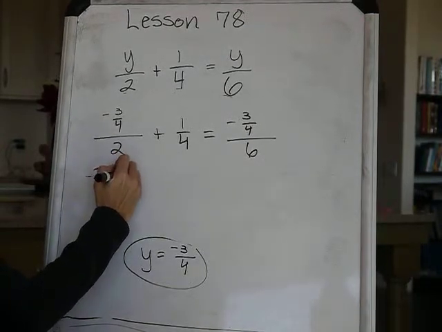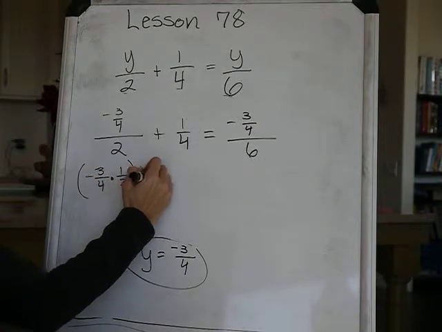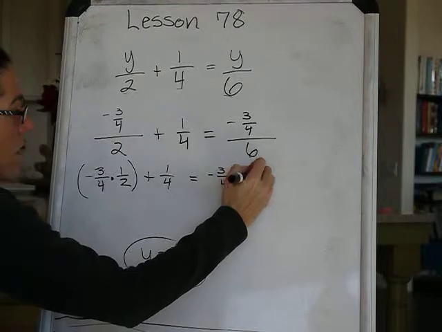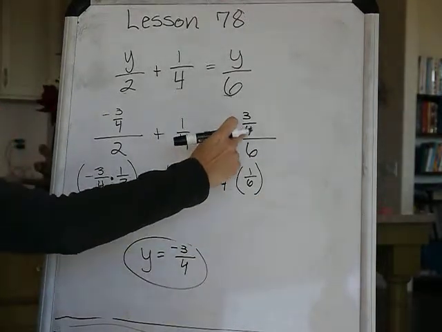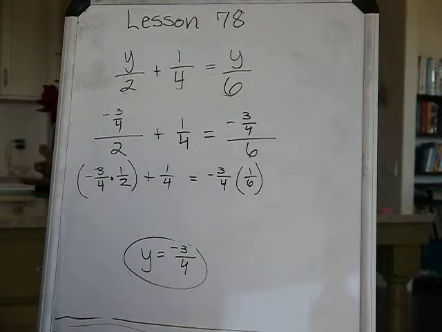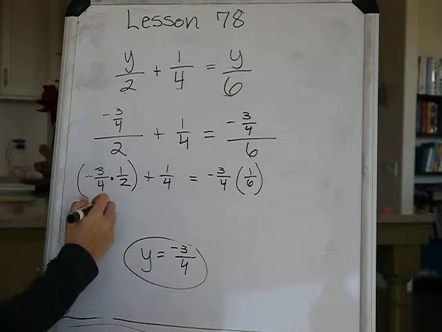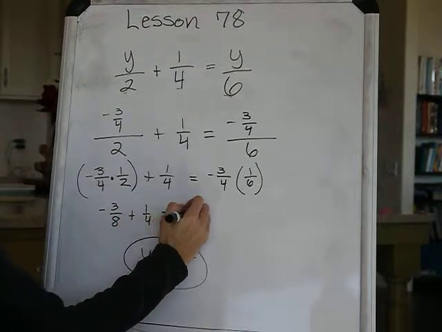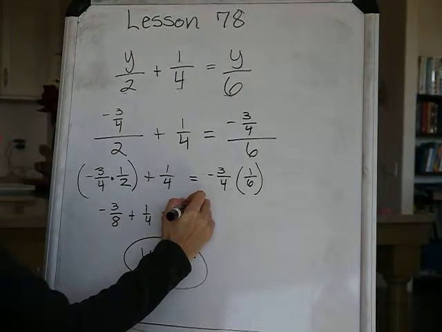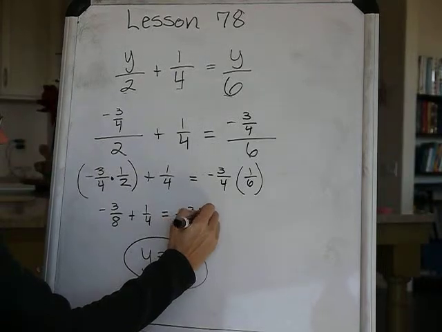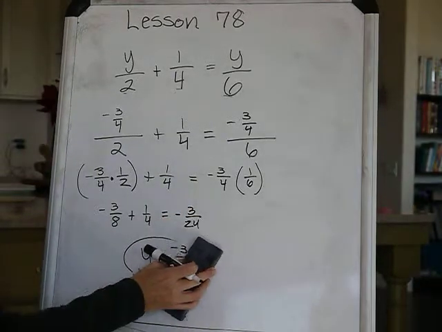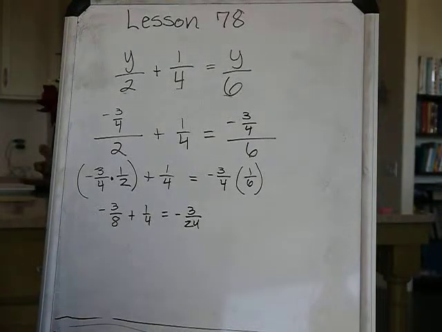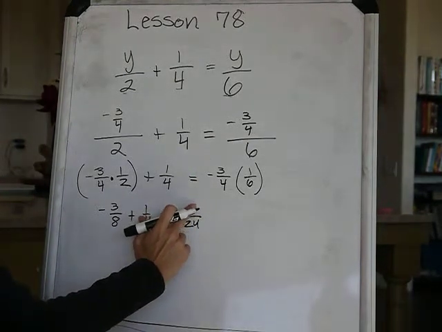So that's negative 3/4 times 1/2, right? Plus 1/4 equals negative 3/4 times 1/6. Instead of dividing by 6, we multiply by the reciprocal. So if we do that, we get negative 3/8 plus 1/4 equals negative, now this is getting ugly, but we can reduce, 1/8. So we could reduce this, right? This is 1/8.